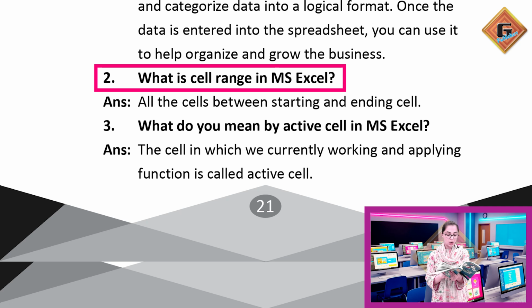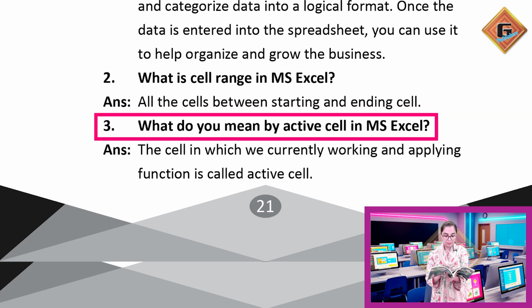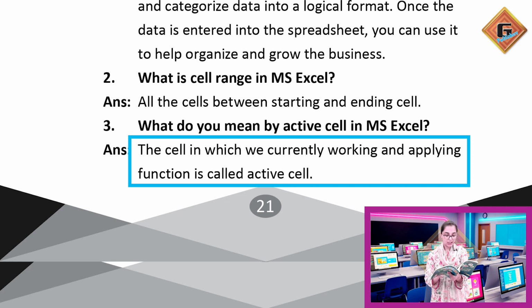Second question is what is cell range in Microsoft Excel, and the answer is all the cells between starting and ending cell. Third question is what do you mean by active cell in Microsoft Excel, and the answer is the cell in which we are currently working and applying function is called active cell.